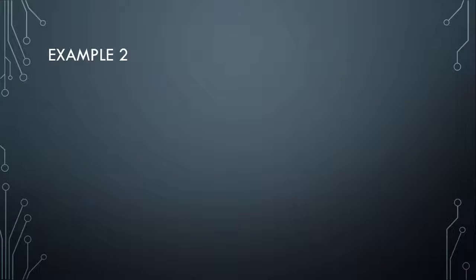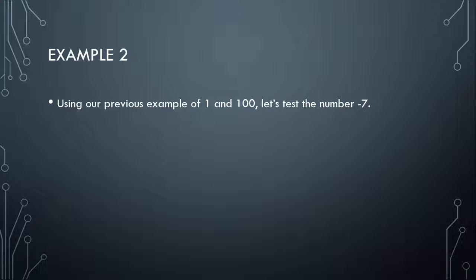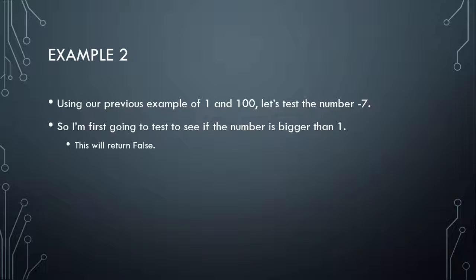Now let's look at a second example real quick here. Let's test the number -7. Right? So we're getting to a negative here. We should expect, hopefully, to see a different output than we did before because we know just logically -7 is not between 1 and 100. But here's how the computer is going to go through it. First, it's going to test to see if the number is bigger than 1. Obviously, this is going to return false because is -7 bigger than 1? No, it's smaller than it.